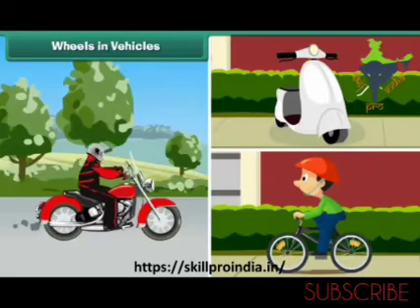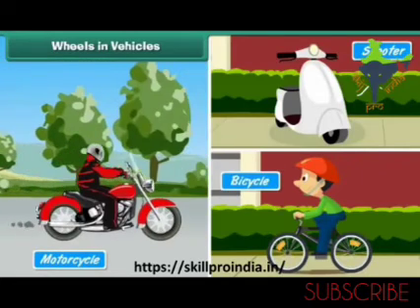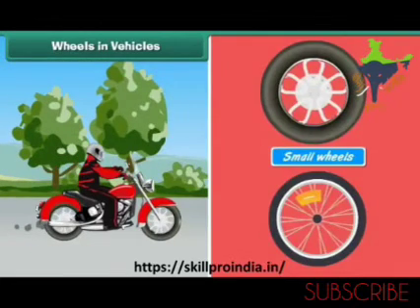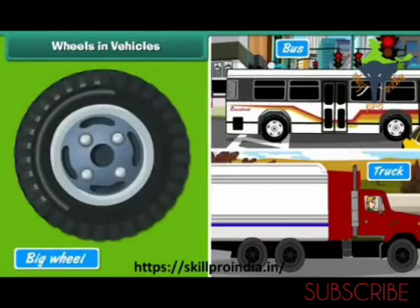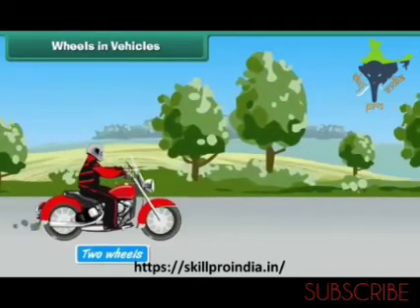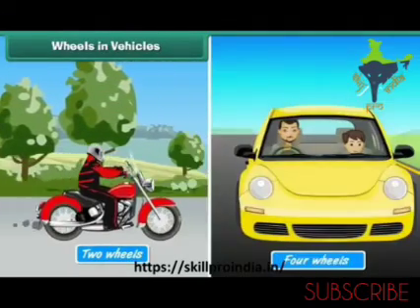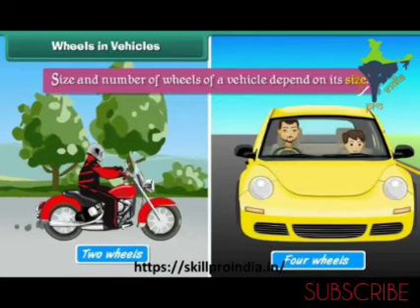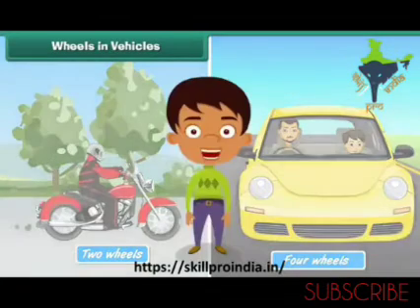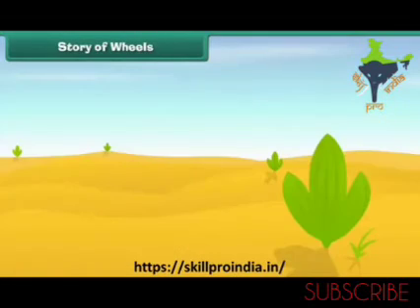Wheels in vehicles. Some vehicles such as scooters, motorcycles, etc. have small wheels, while some others such as buses, trucks, etc. have big wheels. Some vehicles have 2 wheels, while some others have 4. Size and number of wheels of a vehicle depend on its size. Let us learn more about wheels.